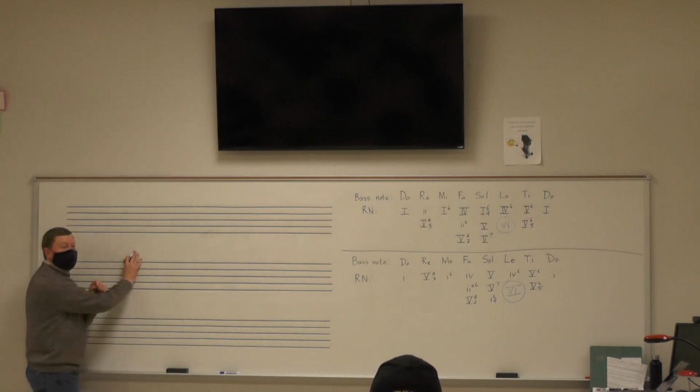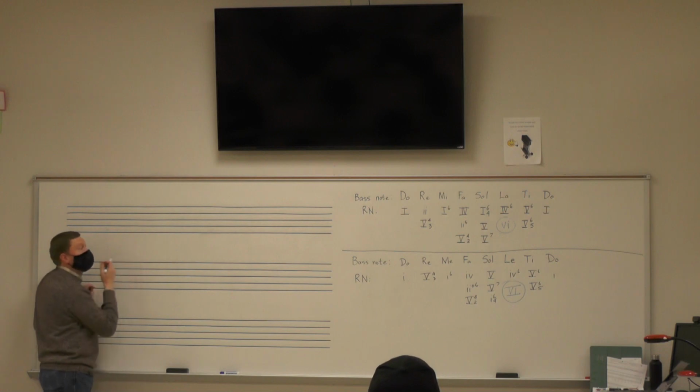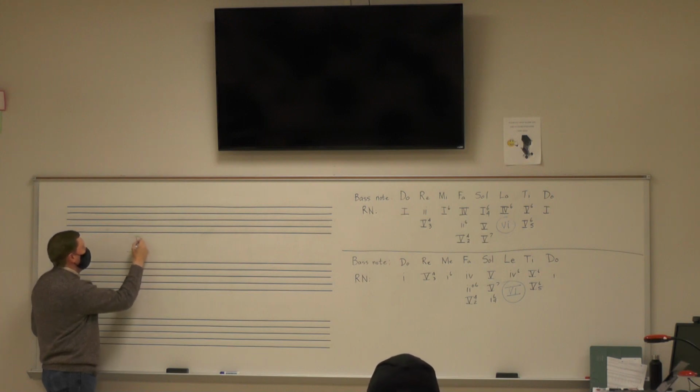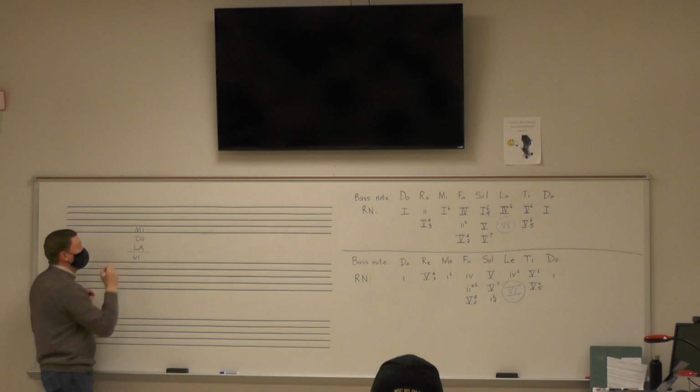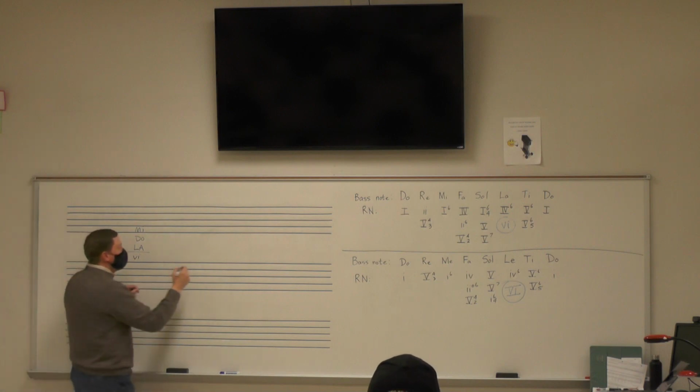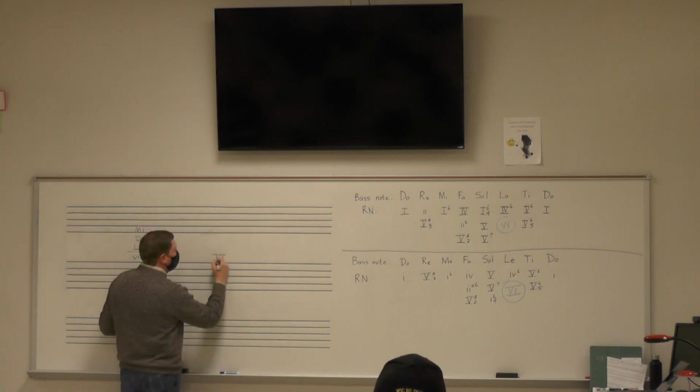Let's think about the syllables and the notes that comprise the 6th chord. The minor 6th chord in major keys is going to have the notes la, do, mi. La, do, mi, that's right. In minor keys, the 6th chord is going to be le, do, me.